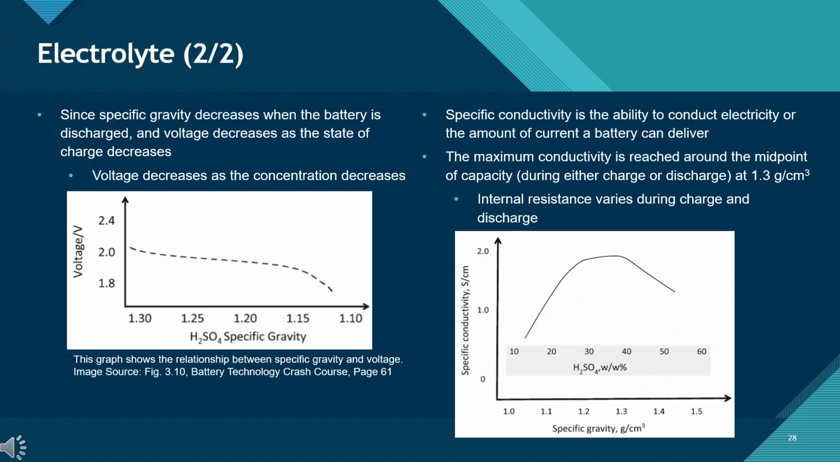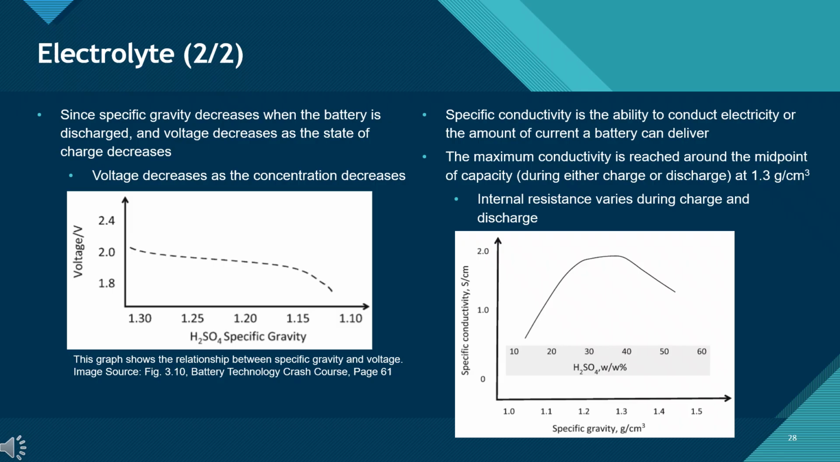In this slide, we look at the electrolyte behavior in relation to battery voltage and conductivity. The first graph shows that as the battery discharges, the sulfuric acid concentration, or specific gravity, decreases, and with it, the cell voltage also drops. This means the battery's voltage is directly tied to the acid concentration.